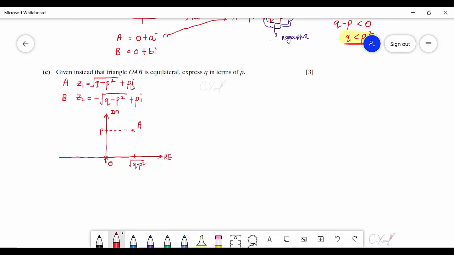Then for my Z2, Z2 is negative square root of q minus p square. So the negative square root of q minus p square will be somewhere here on the left hand side, and the y coordinate is still p. This is point B. And then they said points A, B, and O form the equilateral triangle. So the triangle formed will look something like this.